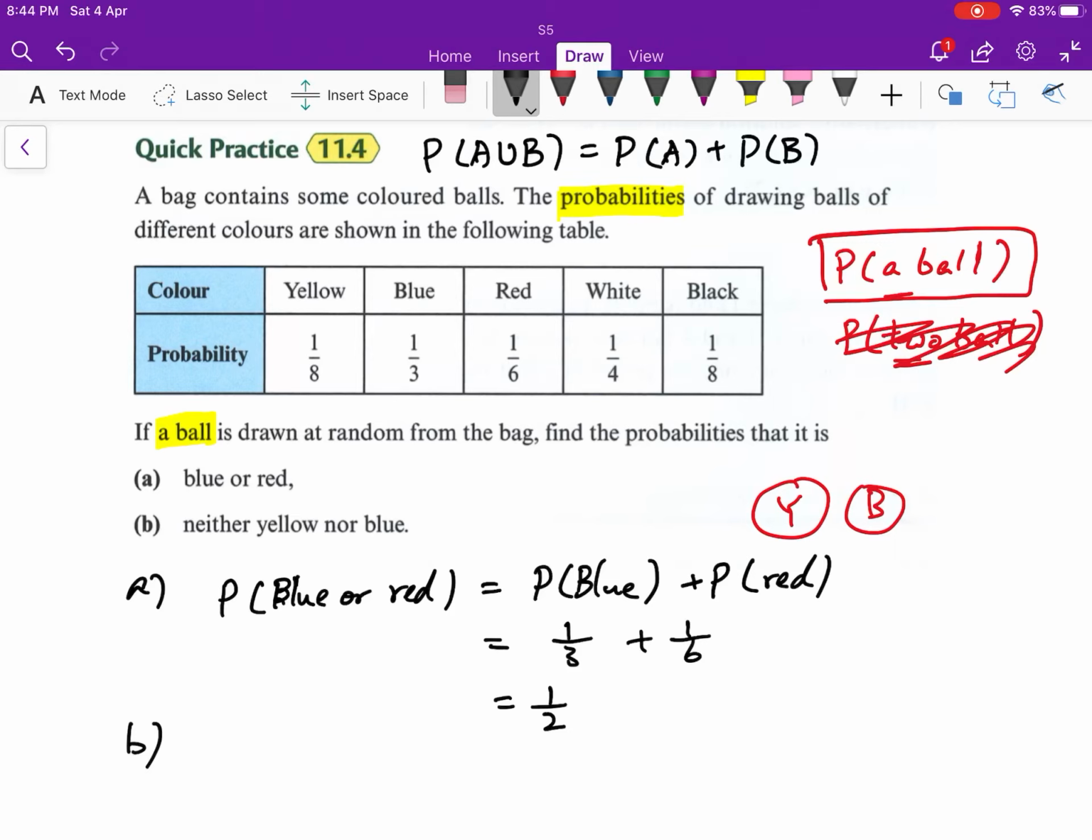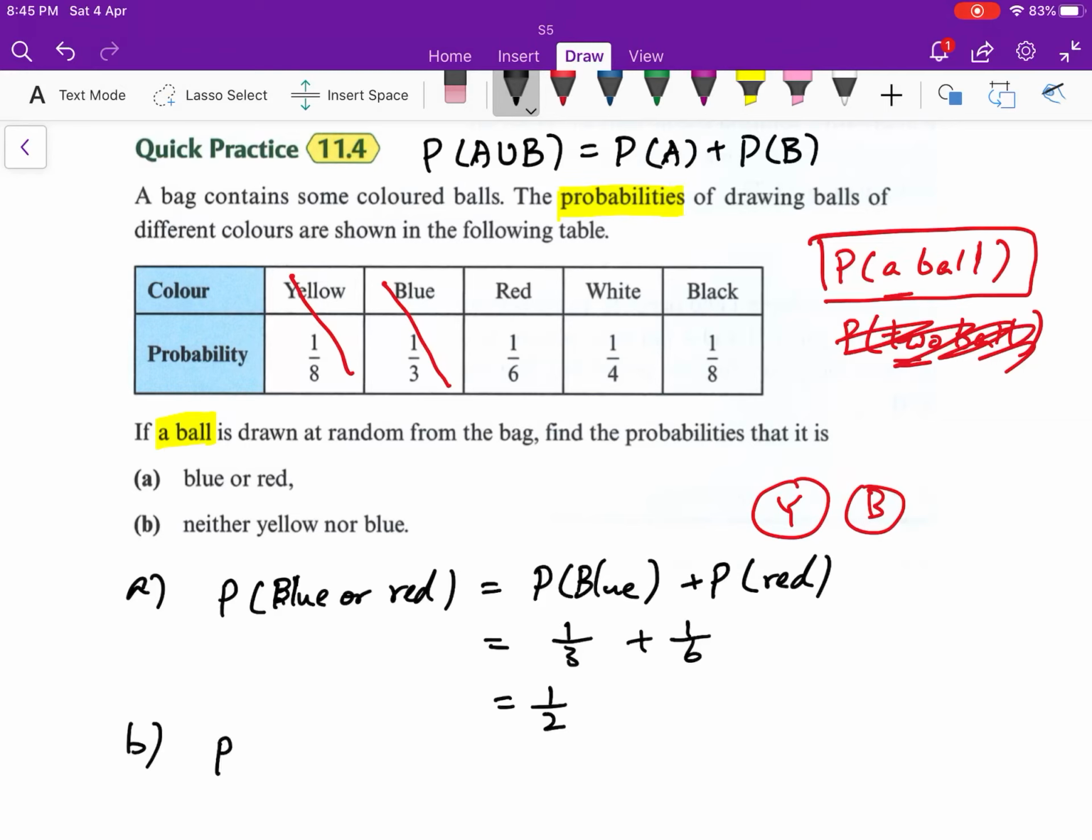Now we go to the B part. Okay, B part talking about we want to find the probability that it is neither yellow nor blue. That means, sorry, I don't want yellow. We don't want blue. So that means yellow and blue cancel it. We don't need it. So actually it means what? It means you are just wanting red or white or black.